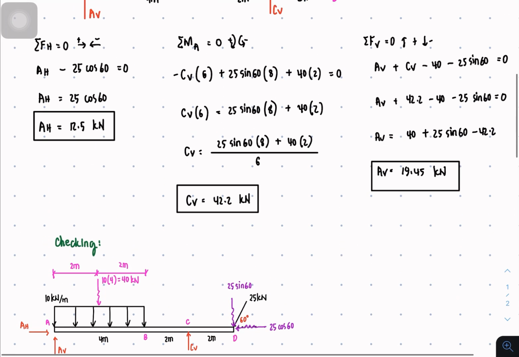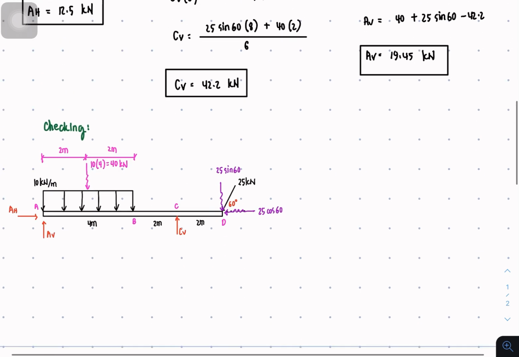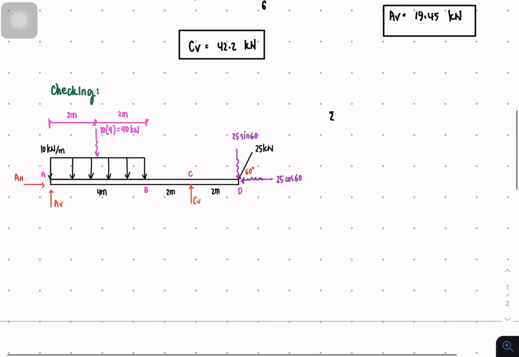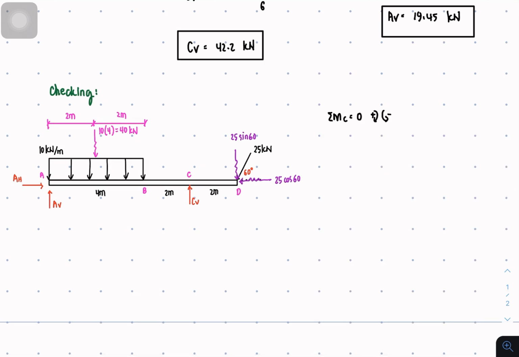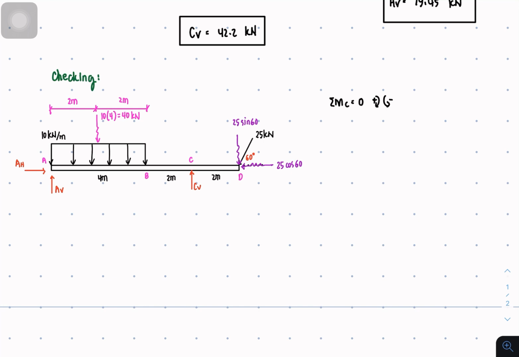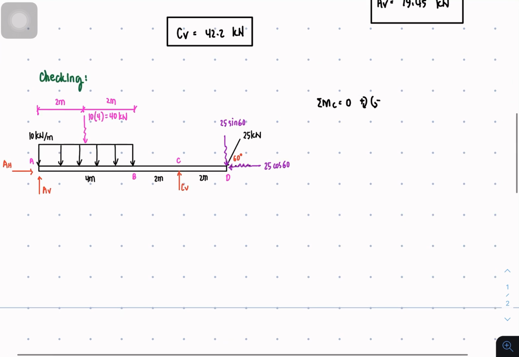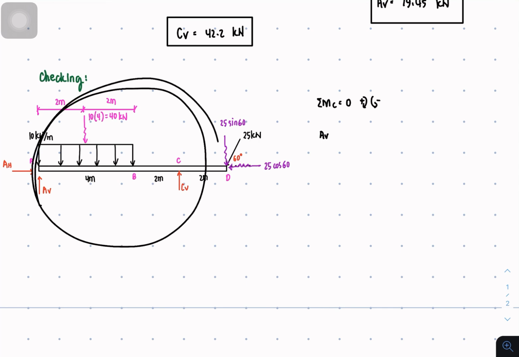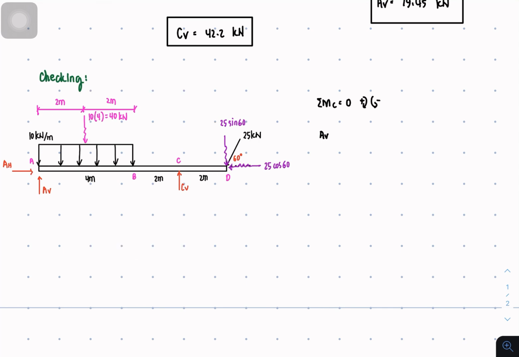Earlier we had the summation of moment about point A, and we get to choose either point A or C, so the next option is doing the summation of moment about point C equal to 0, clockwise positive, counterclockwise negative. So this is the concept of checking. Let's start with AV. So AV is upward and it's going to rotate clockwise. So it's upward, therefore it's going to rotate about point C with a clockwise direction. So it's positive times the distance of point A from point C, which is 6 meters.